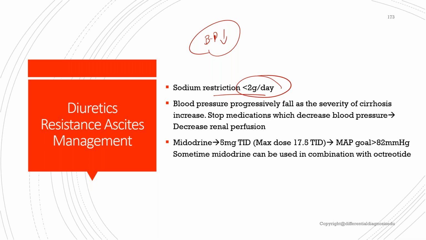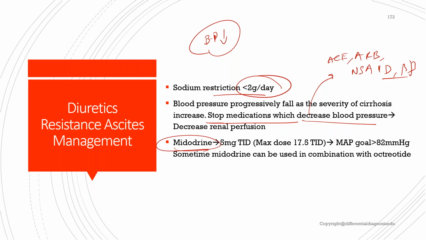So to improve the blood pressure, you should stop blood pressure medication. Any medication which decreases blood pressure, you should stop, like ACE, ARB, NSAID, beta blocker. And if the blood pressure is still low, then we should try a medication to increase blood pressure, like midodrine. You can start with 5 milligram TID, and the maximum dose is 17.5 TID. Your goal for MAP should be greater than 82 millimeter of Hg.